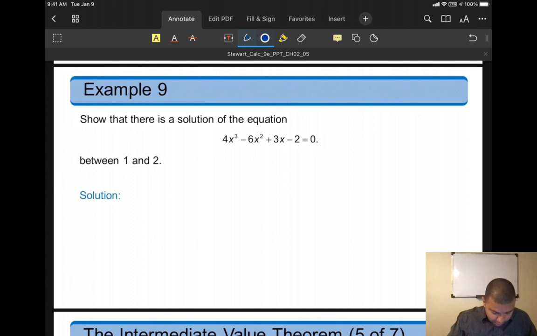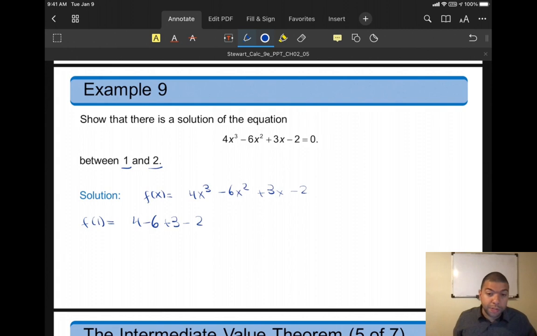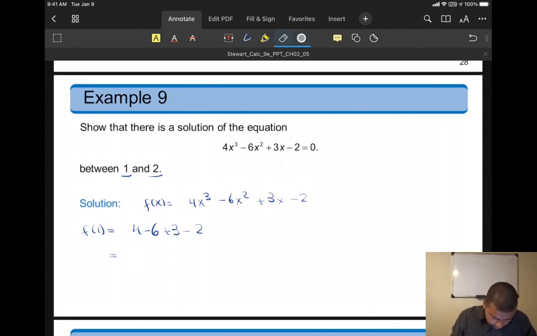So let's say what happens at f of 1. They want it between 1 and 2, right? So I'll call it f of x, first of all. Let's say f of x equals 4x cubed minus 6x squared plus 3x minus 2. So f of 1 will be 4 minus 6 plus 3 minus 2. I just replace every x with a 1. So that will be 9 minus 8, 1. Is that right? No, that's 7. Let me do the math again. 7 minus 8, so that's minus 1.